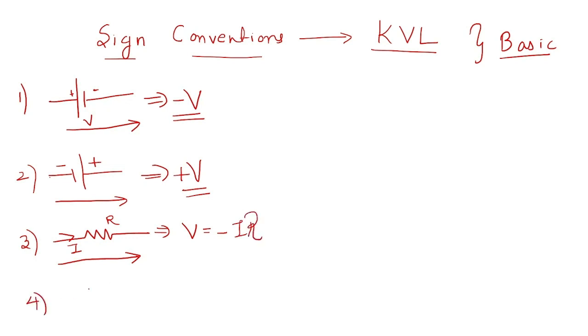And similarly, if I have a resistor and I have a current going through this way, and I'm moving in the opposite direction of the current, then my voltage is equal to plus of I into R. This is the basic convention that I follow.